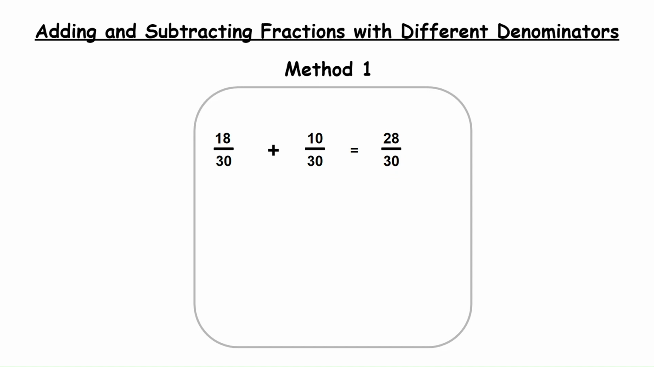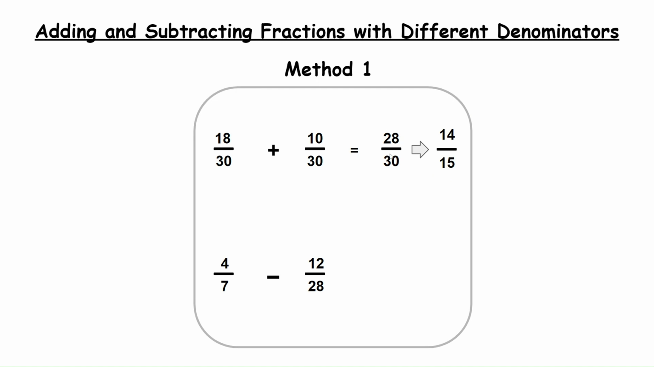Now you can probably see that this fraction can be reduced. If reducing fractions is something you're not yet familiar with, you can watch my video where I explain how that's done on reducing fractions. But to reduce fractions, we need to divide numerator and denominator by the same number. In this case, 28 and 30 can be divided by 2. 28 divided by 2 is 14, and 30 divided by 2 is 15. Now, this fraction has been reduced to its simplest form. Let's try another one.